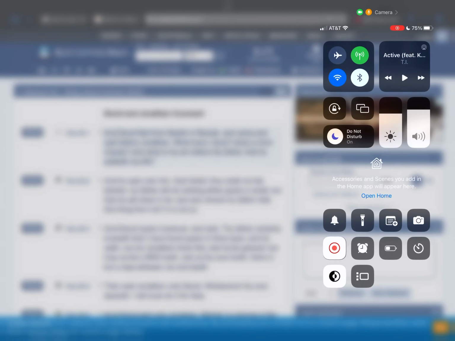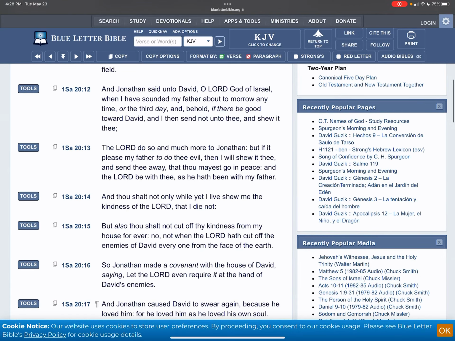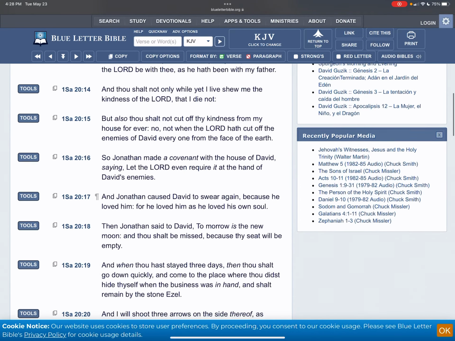Slack, carrying on, I accidentally tapped the power button on the iPad. But continue on. Okay.